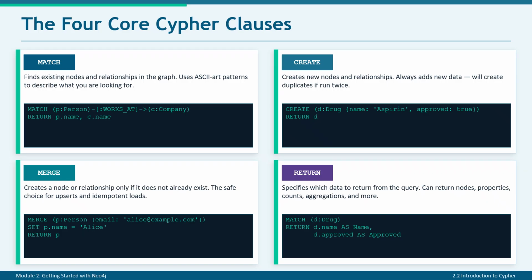Match finds existing data in the graph. You describe a pattern, nodes, relationships, properties, and Neo4j traverses the graph to find all instances of that pattern. This is the most commonly used clause. Look at the example on the slide. It matches person nodes connected by a works_at relationship to company nodes and returns both.